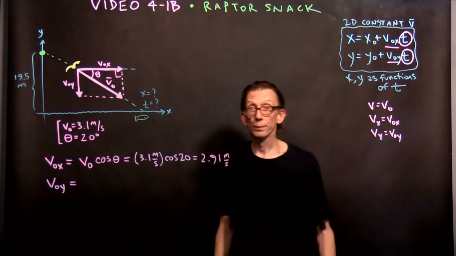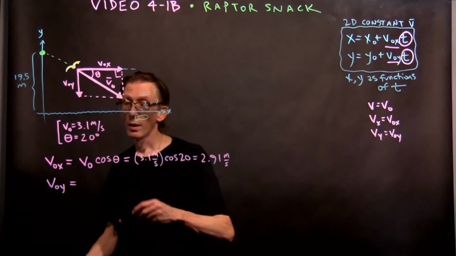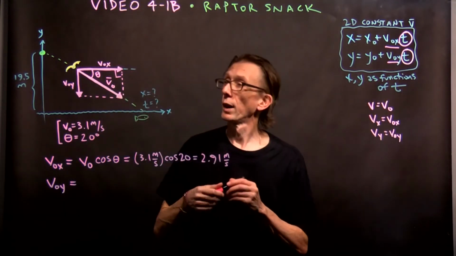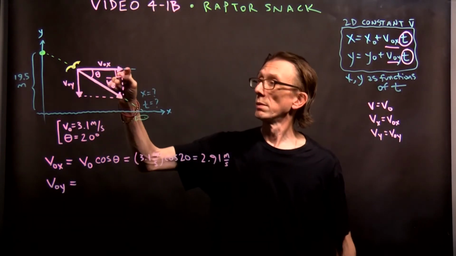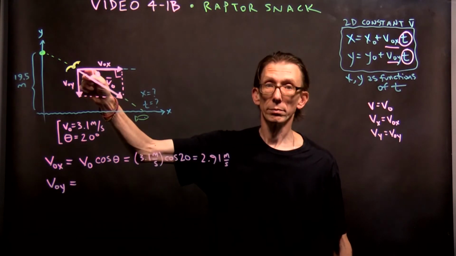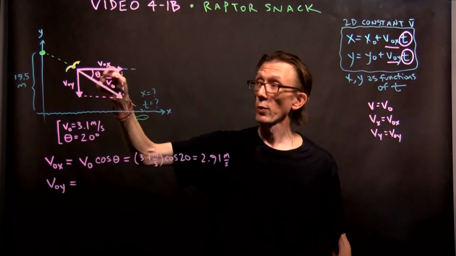Now v naught y. Now notice something here. This is the triangle I was looking at, right? This triangle here. We looked at that for x, and we determined that v naught x involved the cosine because it was the adjacent.